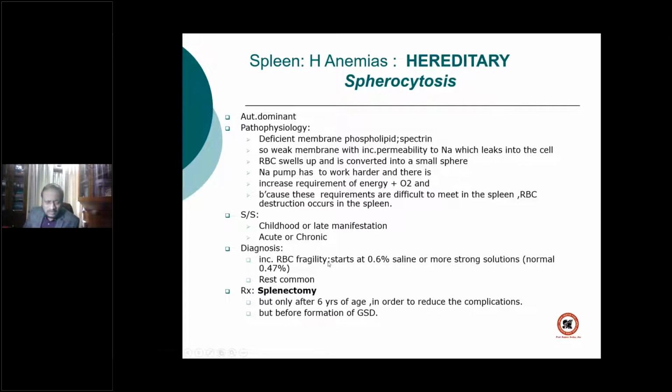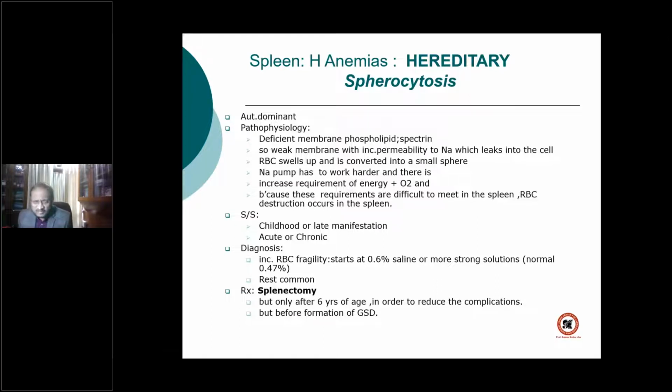What helps in diagnosis is the increased RBC fragility test, which starts at 0.6% saline or more stronger solutions in a patient of spherocytosis. If you look at the normal RBC fragility, it starts at 0.47%. But here it is starting at a higher 0.6% or more stronger solutions. The rest of the investigations were common to what we just now talked about in the last slide.